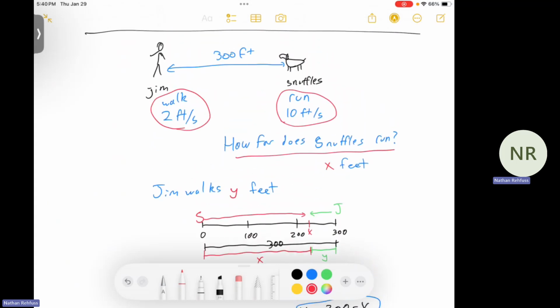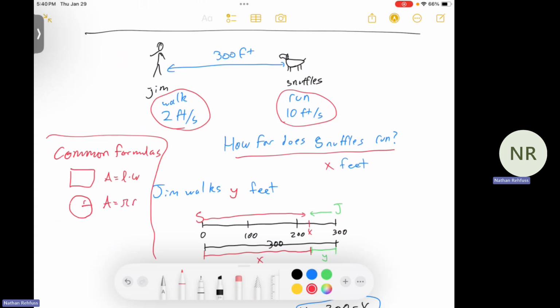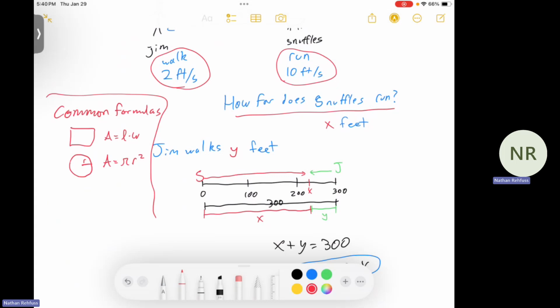Looking at your sheet, it says, write all relationships as equations in step 3. This includes relationships explicitly stated in the problem, as well as common formulas related to the subject of the problem. So if your problem had the area of a rectangle, you might have to bring in area is length times width. If your problem had a circle, you might have to write area is pi r squared, right?